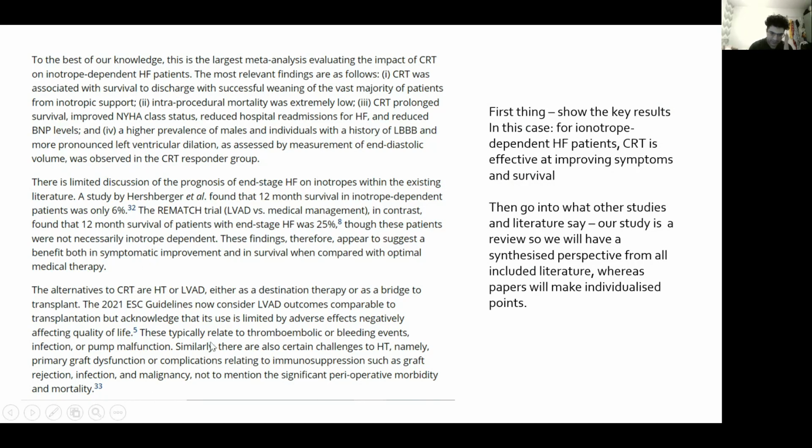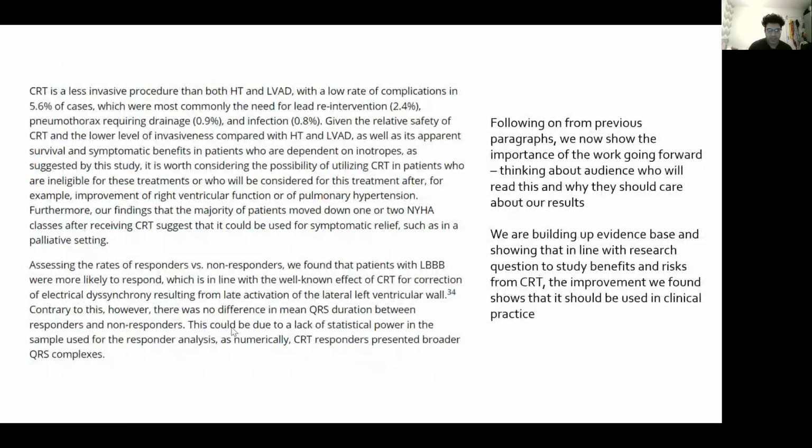So what we're saying essentially here is that, well, you can do CRT. We either have LVAD or heart transplant, and you can consider these as alternatives because that's what the guidelines say. However, they have their own challenges and their own limitations. So in context of these, we can then talk about where CRT fits in, right?